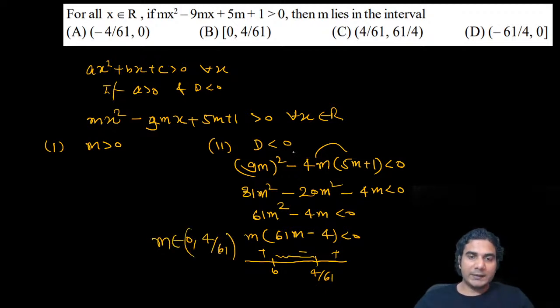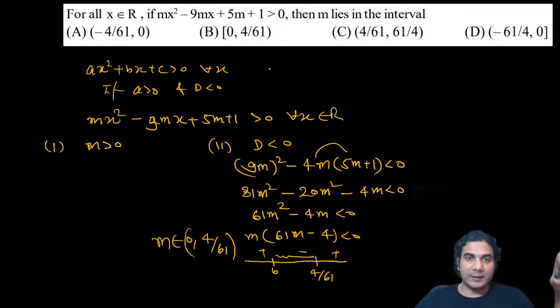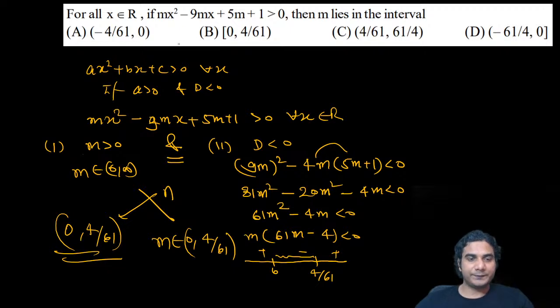And the equality should not be there, because if we take the equality then this quadratic will become 0 also for 1 point, but we do not require this quadratic to be 0 for any x, not even for a single x. It should be more than 0. And from the first condition we are getting m belongs to 0 to infinity. We need to apply both the conditions, first and second, that means the intersection of these two. So if you take the intersection, it is the interval only, right? All right.